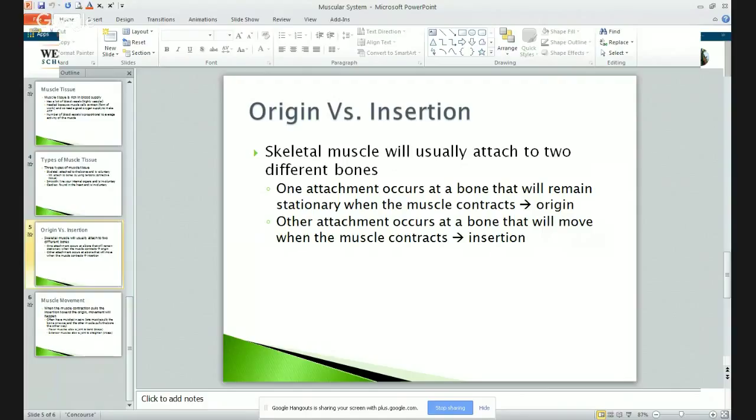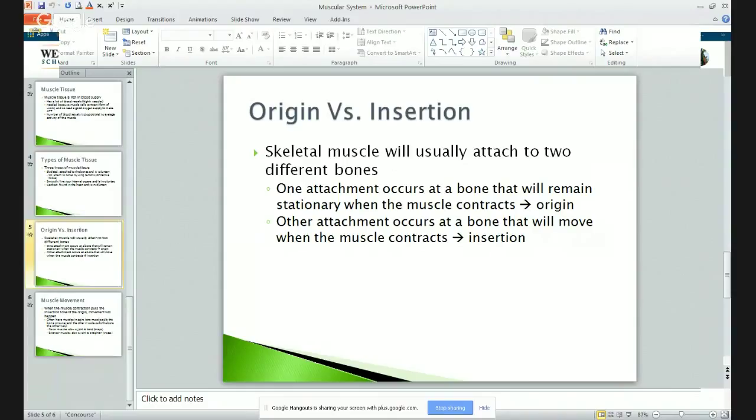One end attaches to the top of your humerus, and then the other end is going to attach down to your radius and ulna, and that's what's going to allow you to flex your arm up, kind of like when you pump your arms up, like, oh, look at those guns, to show off your bicep. You've got the two ends there that are attached to two different bones.